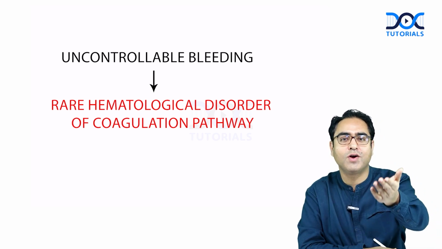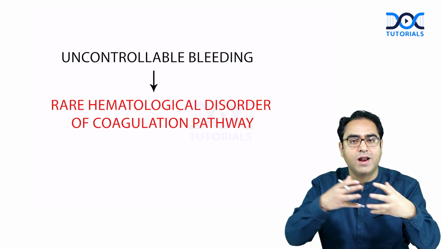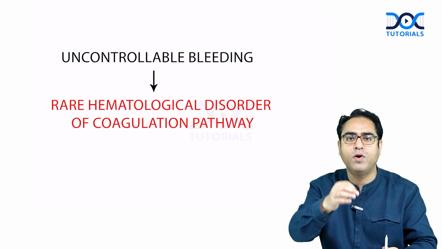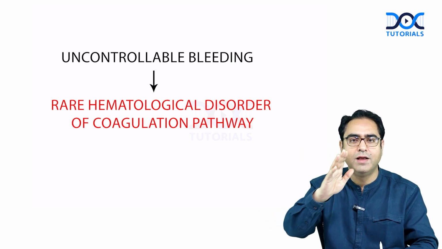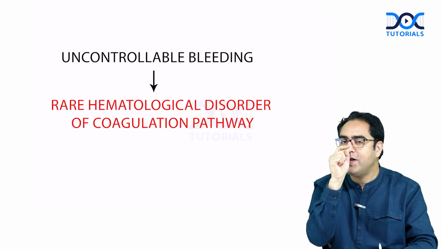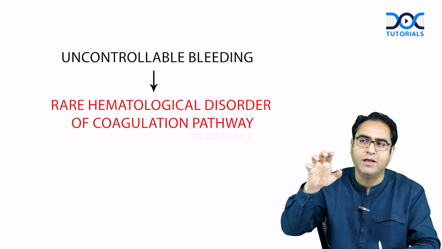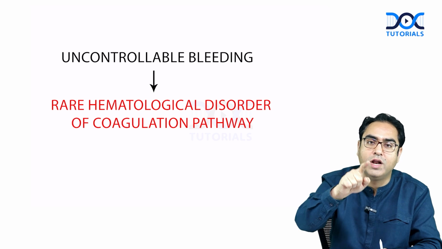You never thought about the cause of epistaxis. You kept managing epistaxis, but epistaxis has got an underlying cause. The patient was suffering from von Willebrand factor deficiency. You never thought about that. You kept tying one artery, second artery, third artery after that. So whenever you manage epistaxis, uncontrollable bleeding, please think about rare hematological disorders of the coagulation pathways.